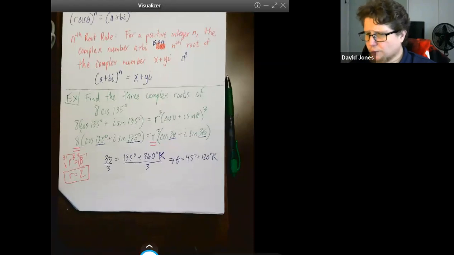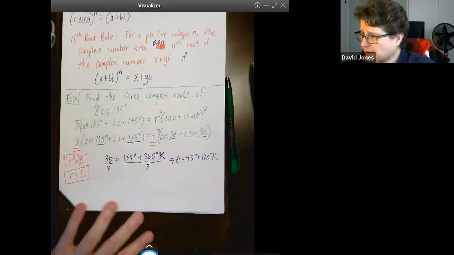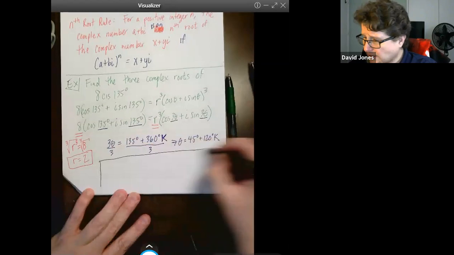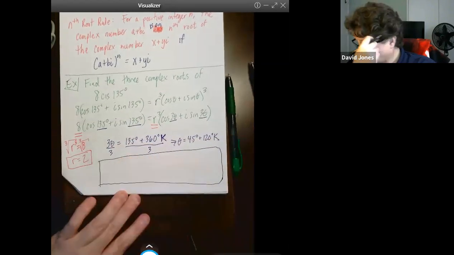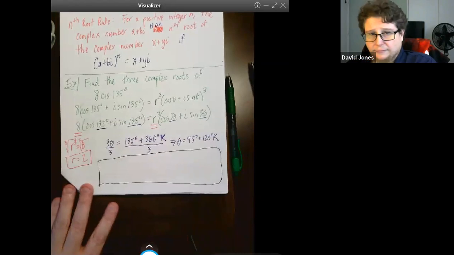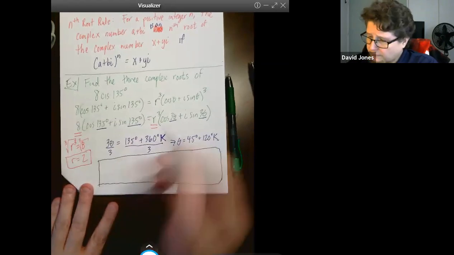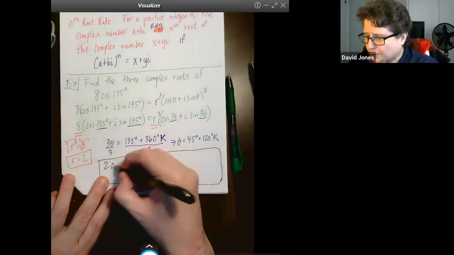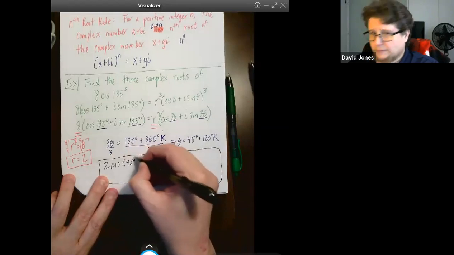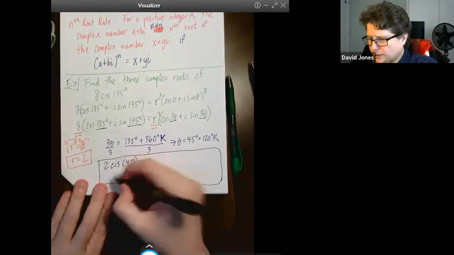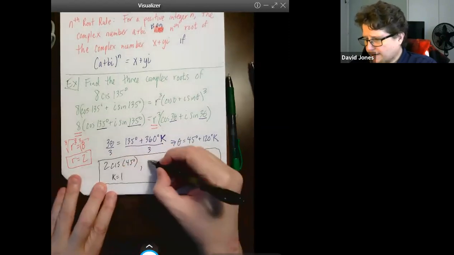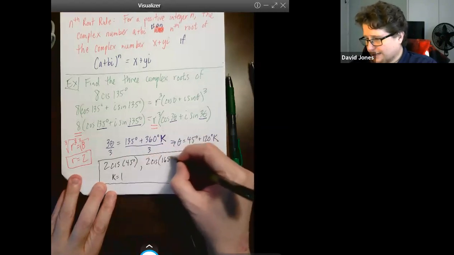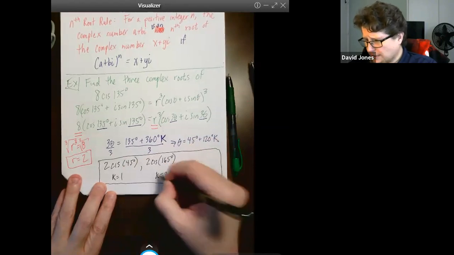So what does that tell us our 3 roots are? Our solutions are, we get r equals 2, 2 cis 45 degrees. This is when k equals 1. Then we have 2 cis, we'll add 120 to it. This is 165 degrees now. That's when k equals 2.